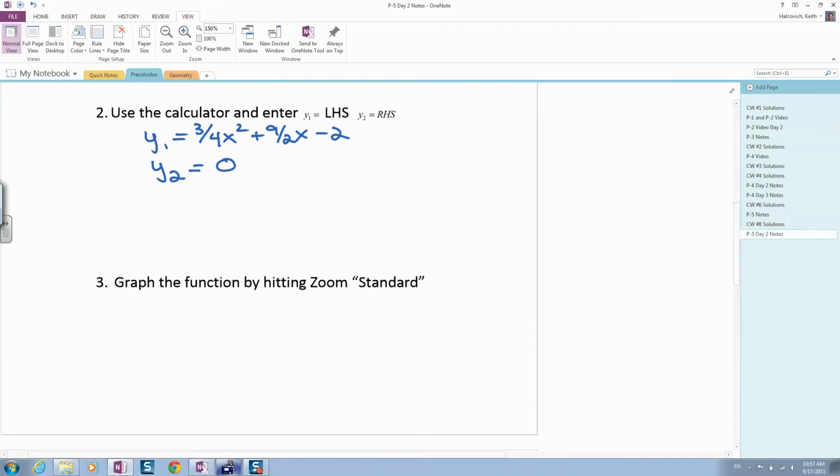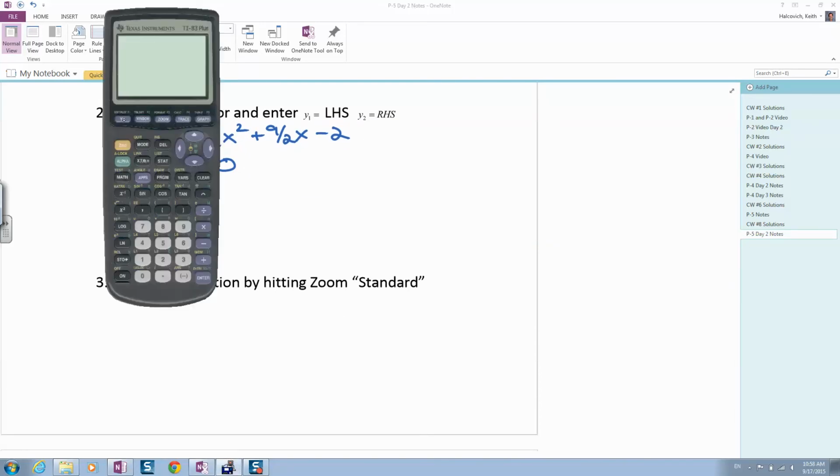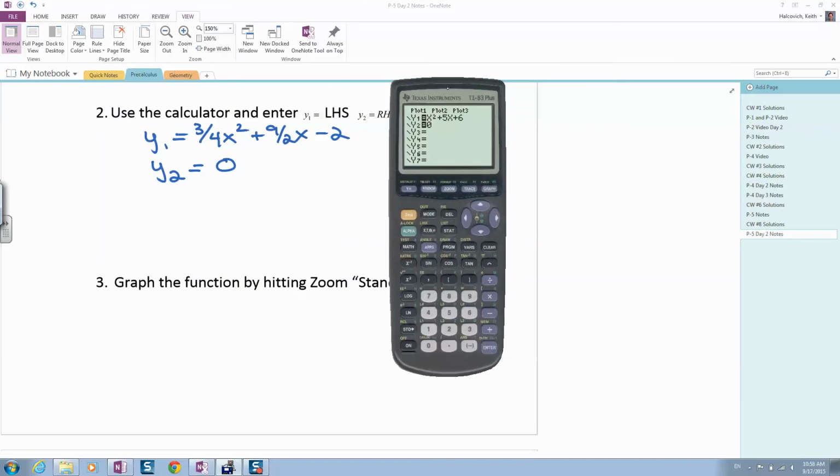Now, when we type that in our calculator, let's do 3 divided by 4 x squared plus 9 divided by 2 x minus 2. Y sub 2 is 0. Hit enter, then graph it.